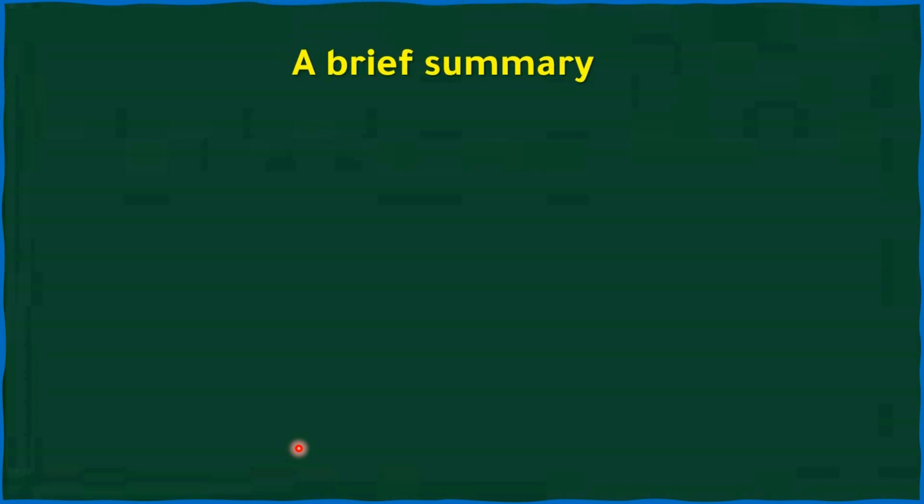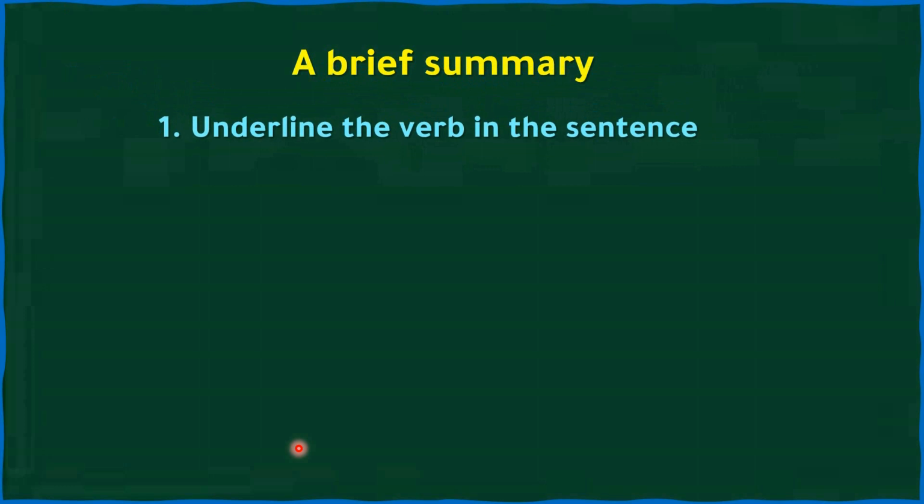Briefly speaking, there exist many points which you should underline when talking about active and passive voice. The first one, underline the verb in the sentence. You need to underline the verb in the sentence before turning it into the passive voice. This is the first one. The second one, know the tense of the verb. You need to know the tense in which the verb you underlined is conjugated, whether it is in the present or in the past or in the future.